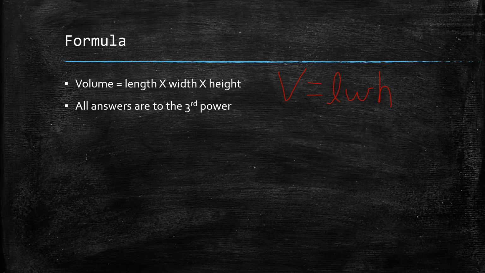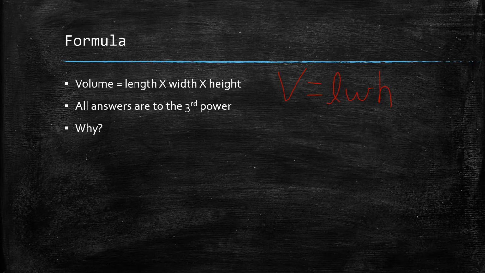One thing to keep in mind is your answers are going to be in the 3rd power always. And what we need to figure out is why. Why are these answers all in the 3rd power? When you found the area, it was squared.